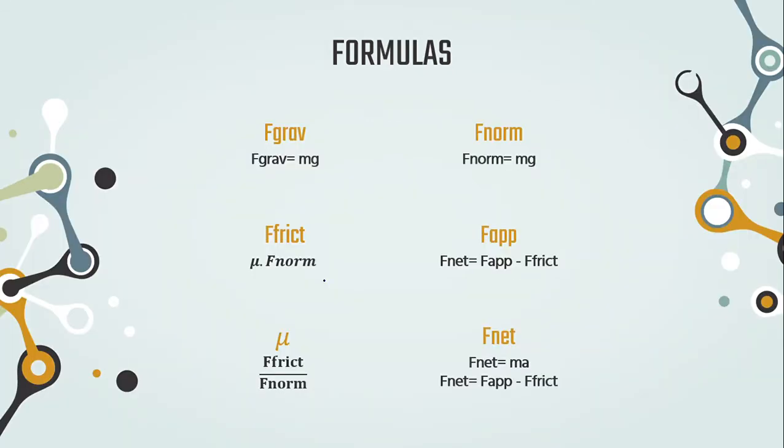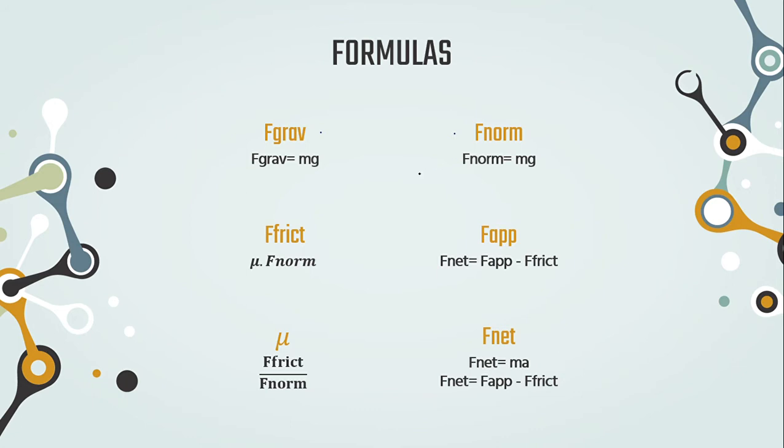So here are the formulas that we can use in order to solve the problem as we proceed. F-grav's formula will be F-grav equals mg, or mass multiplied by gravity. F-norm is also mass times gravity, because there is no inclined plane here and the object is on a flat surface. That is why F-grav is also equal to F-norm.